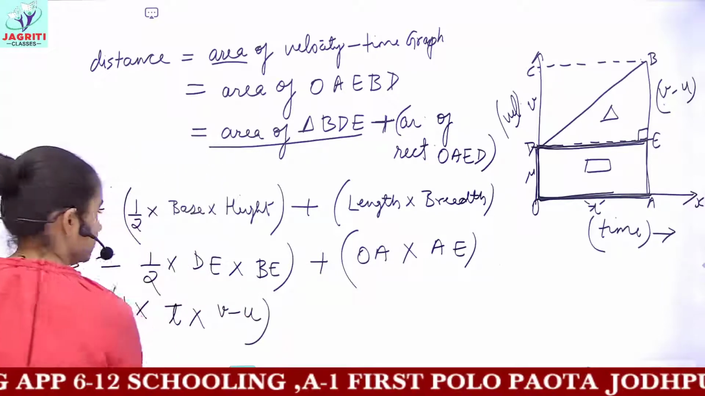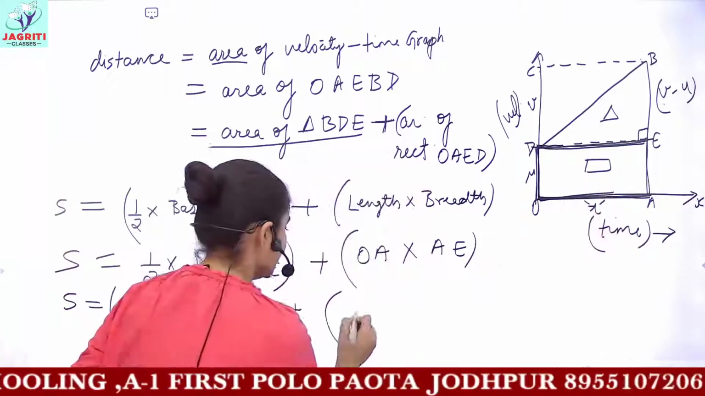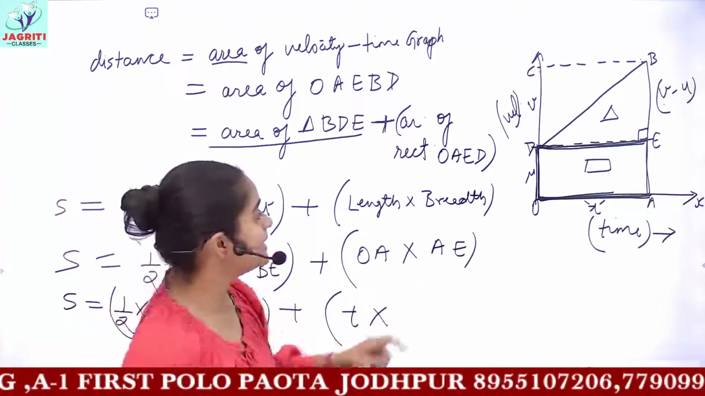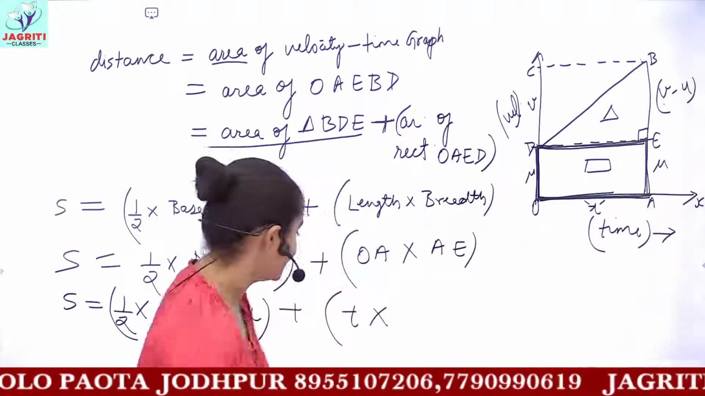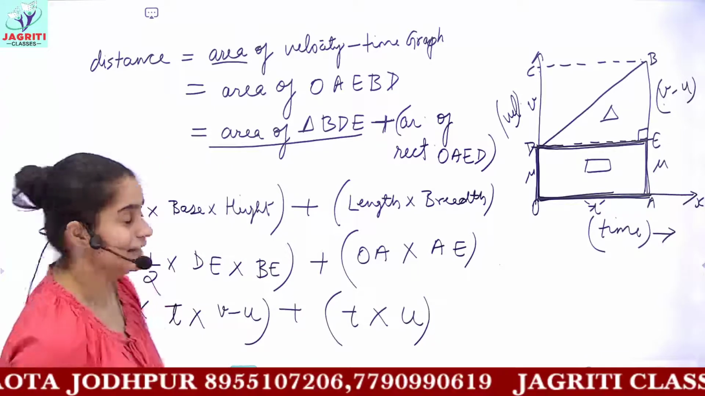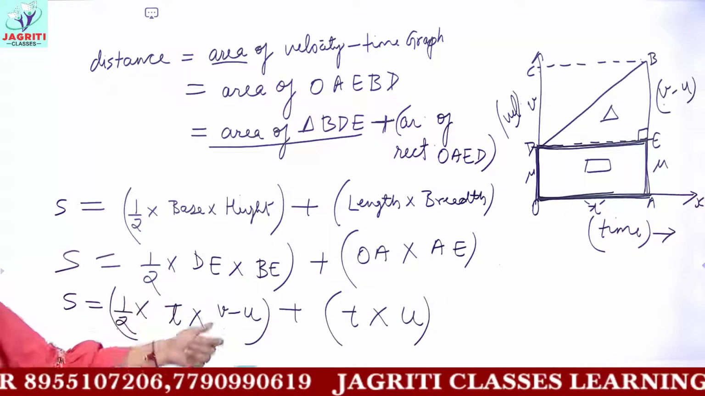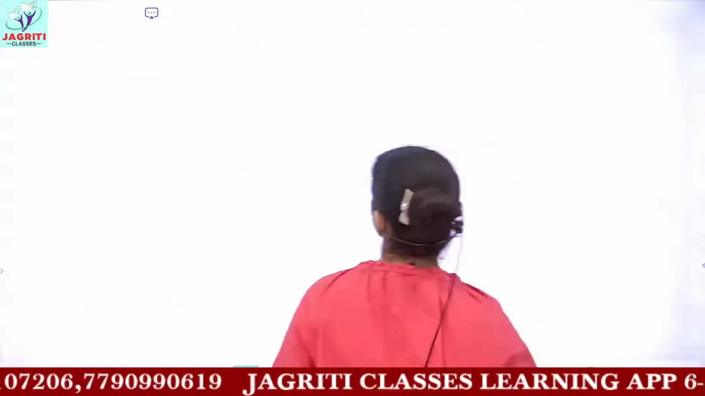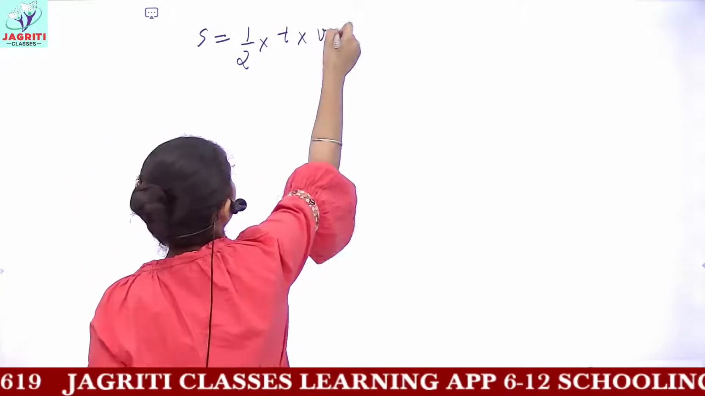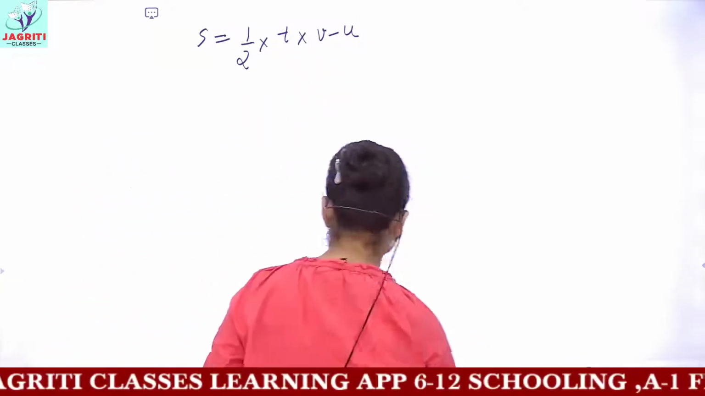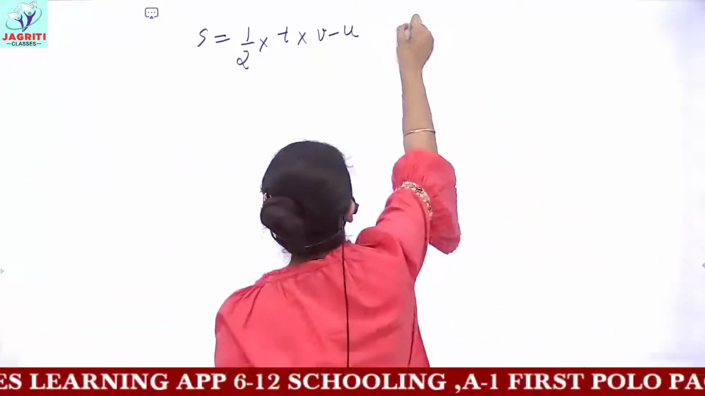Now the second one, OA into AE. OA is your time interval T multiplied by AE. AE is your initial velocity, which is U here. So you get U into T. This we will write on the next page, that is S is half into T into V minus U. Half into T into V minus U. Then we got UT.